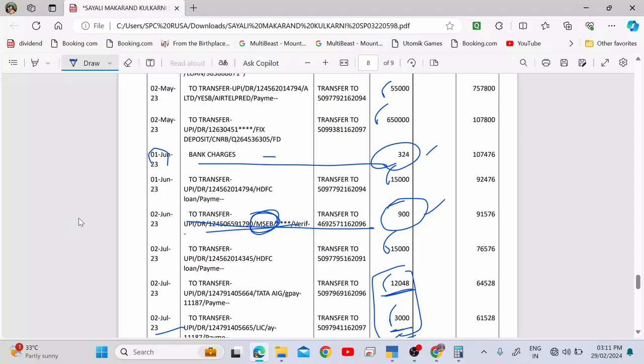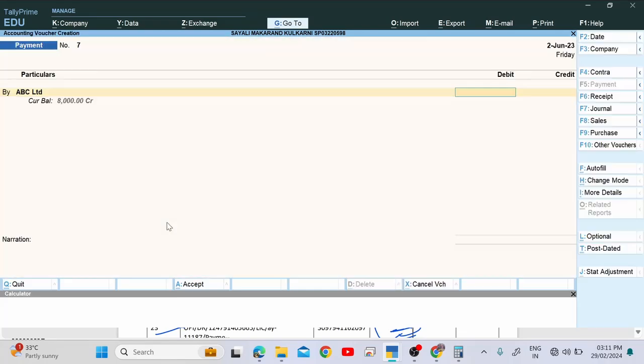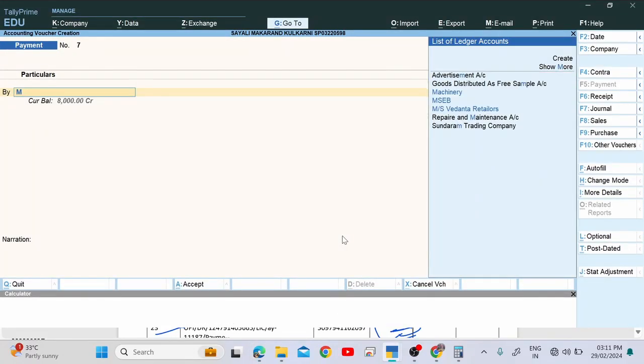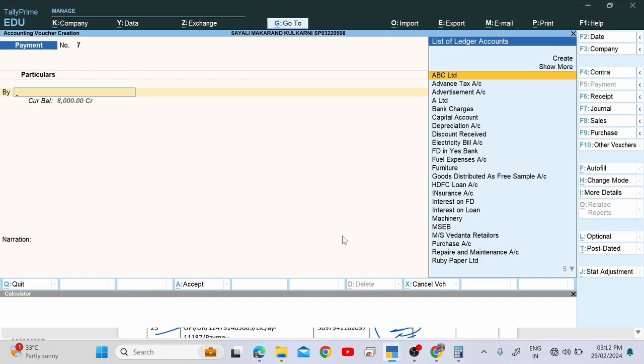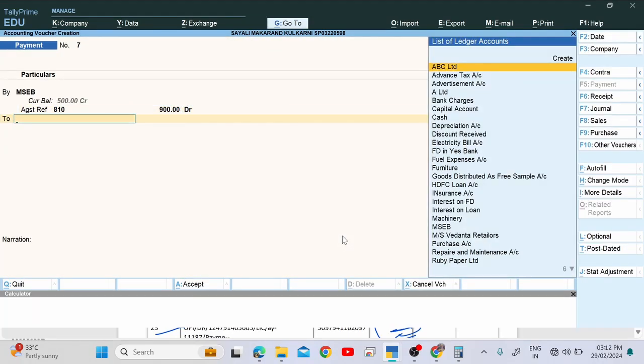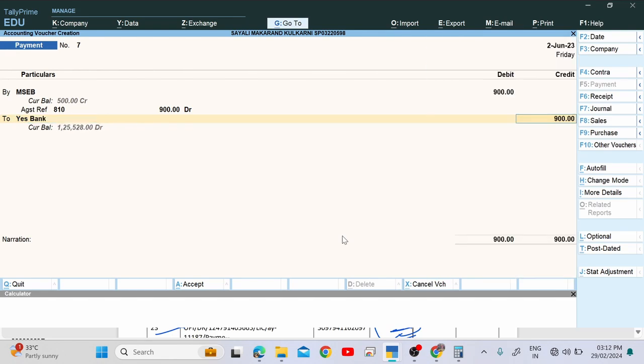Now 2nd June, and this is also a payment because it is given in the debit column. These are all payments, and this is a payment to MSEB. Do you have MSEB? Yes, we have MSEB, select MSEB. On 2nd June we paid 900 rupees to MSEB, enter, and automatically you will get 900, don't take tension. And then finally MSEB account debit to Yes Bank, enter, accept it, over.